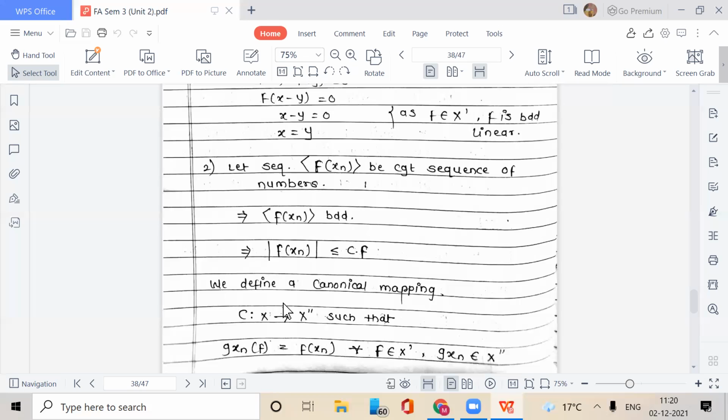Now we define a canonical mapping C from X to X double dash. X double dash is the second dual space. We have seen the definition of the second dual space. Let us repeat. Let X be a linear vector space and X dash its dual. Then the algebraic conjugate of the algebraic dual X star is denoted by X double star. It is called the second dual.